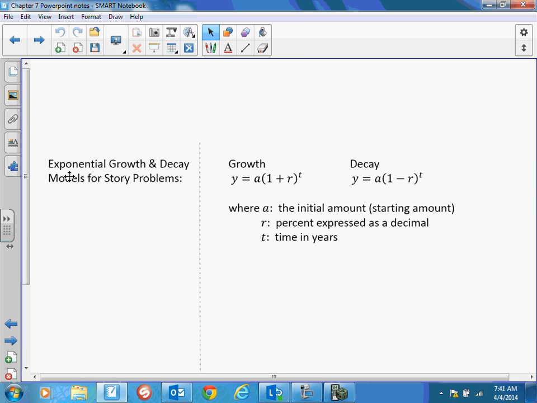Okay, exponential growth and decay models for story problems. Pretty simple. y equals a, parentheses 1 plus r, to the power of t, where a is the initial amount, and r is the percent of increase or decrease. If it's growth, it's plus r. If it's decay, it's minus r. And that's the rate, and then time is in years. Okay, pretty simple formulas. Think about 1 as 100%, and you're either going to be adding a percent to 100%, or you're going to be subtracting from 100%. And then you just have to rewrite it in decimal form.